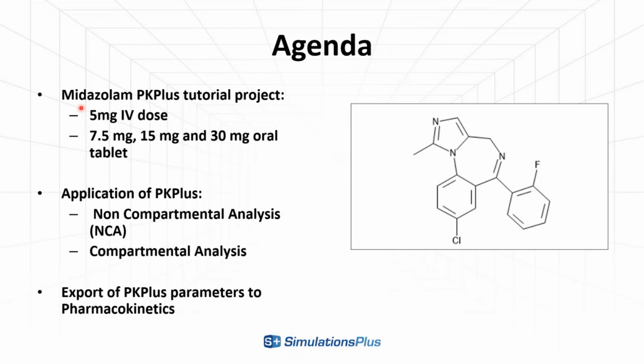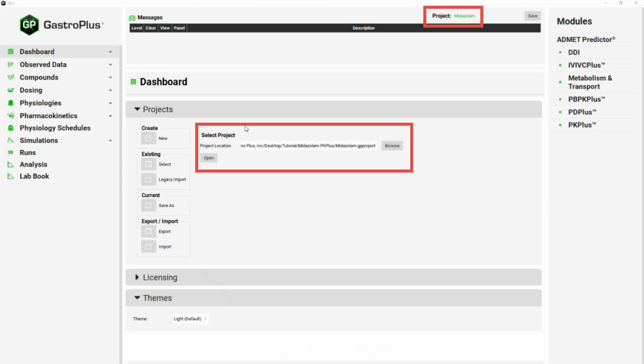In this particular project, we have a 5 mg IV dose, as well as 7.5 mg, 15 mg, and 30 mg oral doses. We are going to use this information to understand the application of PKPlus in order to run a non-compartmental analysis as well as a compartmental analysis. Finally, I'm going to show you how to export the parameters obtained through these analyses in PKPlus to the pharmacokinetics panel of your simulation, and therefore be able to run the simulation with the desired results from these analyses. Let's dive in.